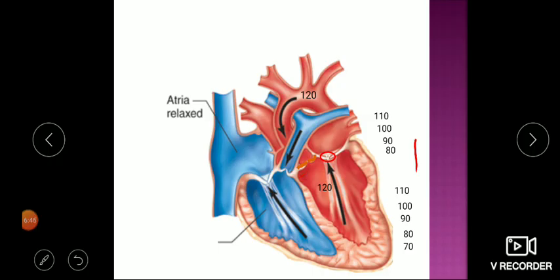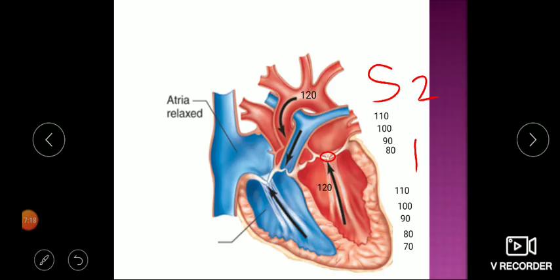Because this blood will try to come back, but the valve gets closed because pressure is 70 in the valve now. Okay, up to now pressure in the ventricle and aorta was the same, but now as the blood is trying to come back, the valve gets closed. The moment this valve gets closed, it creates a second heart sound. Valve closes, so it is called S2. So the second heart sound is caused by closure of semilunar valves.